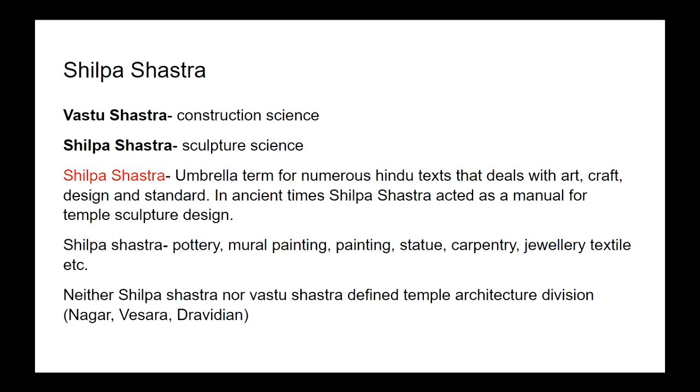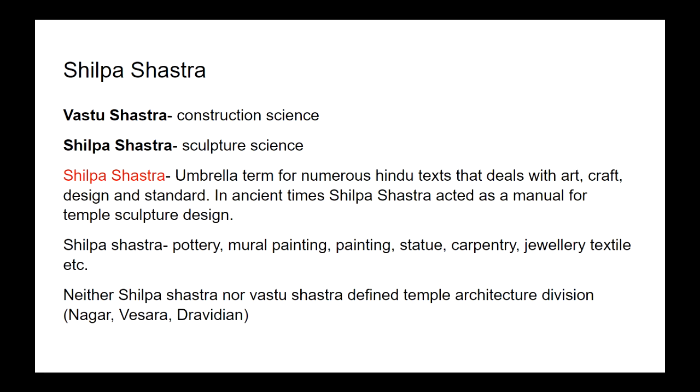Before starting temple architecture, I want to give an introduction of Silp Shastra. There are two important shastras related to the construction of buildings or sculpture. One is Vastu Shastra, which is related to the construction of buildings, or is known as construction science. Then another one is Silp Shastra. Silp Shastra is related to sculpture design and sculpture manufacturing, and because of it, it is known as sculpture science.